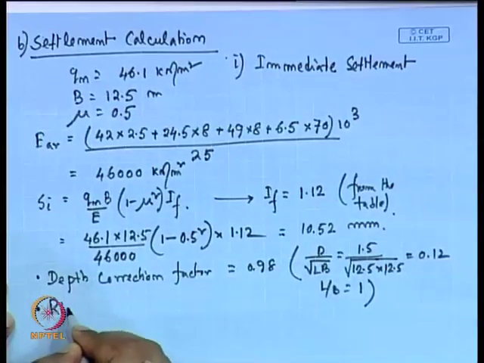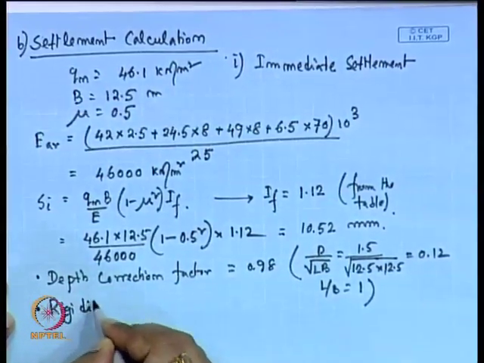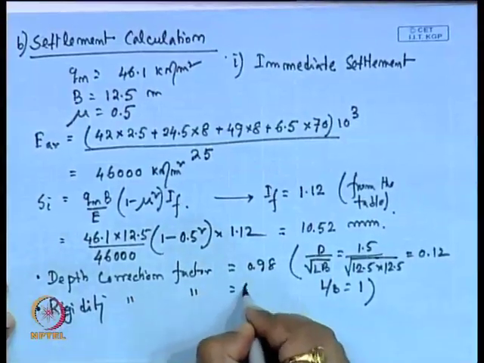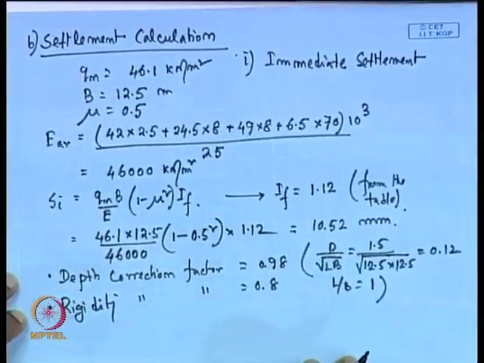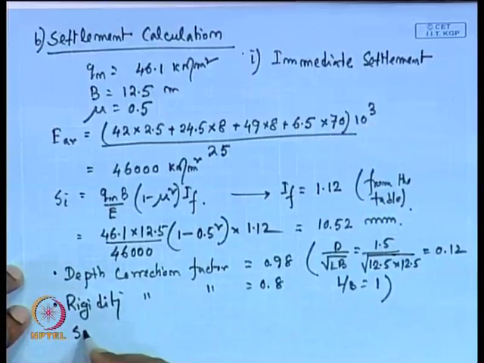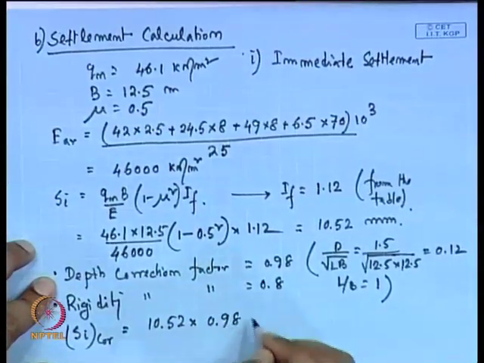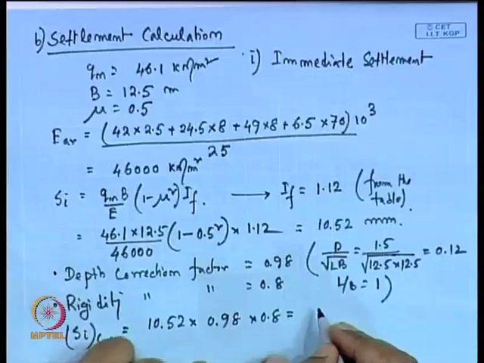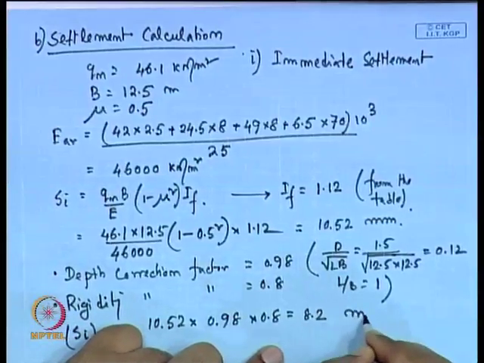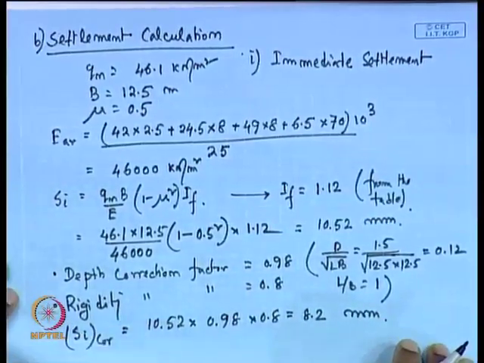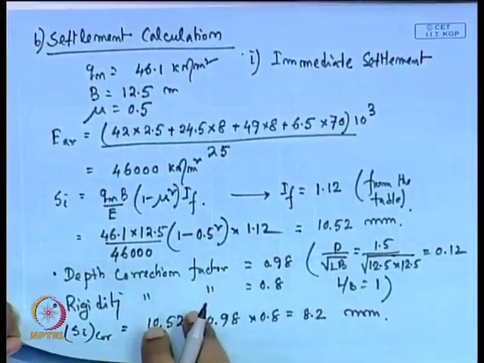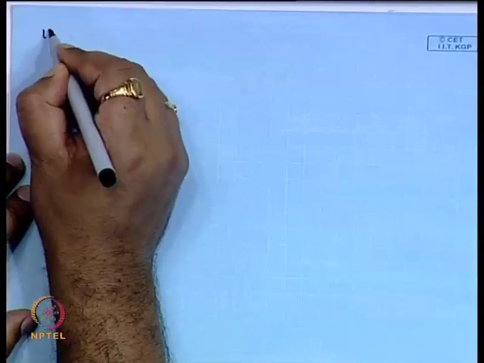Similarly, the rigidity correction factor, as I have mentioned, will be 0.8. So, S_I corrected will be 10.52 into 0.98 into 0.8. So, this value is 8.2 millimeter. This is the corrected immediate settlement. Next, we will calculate the consolidation settlement.